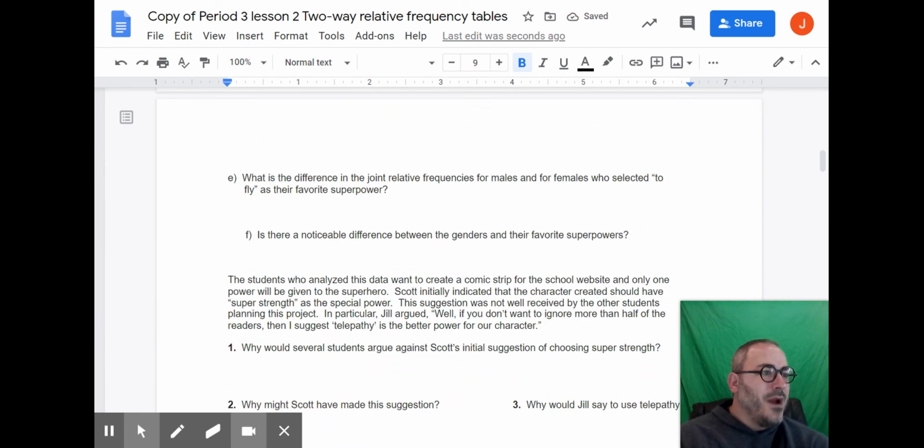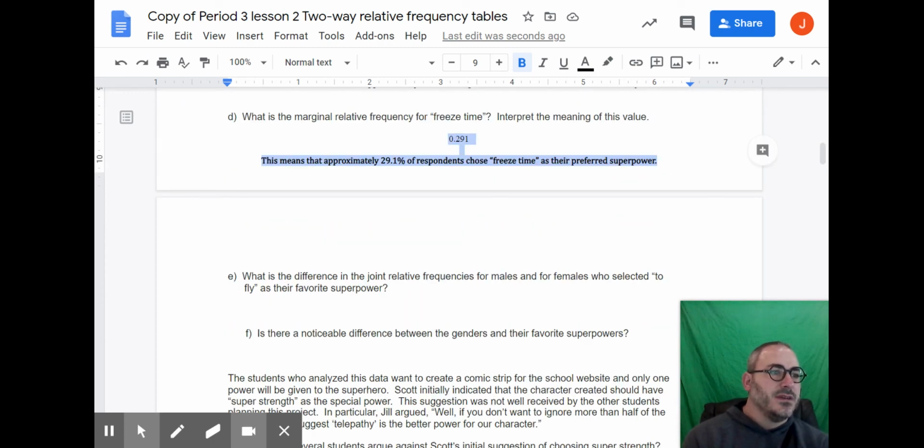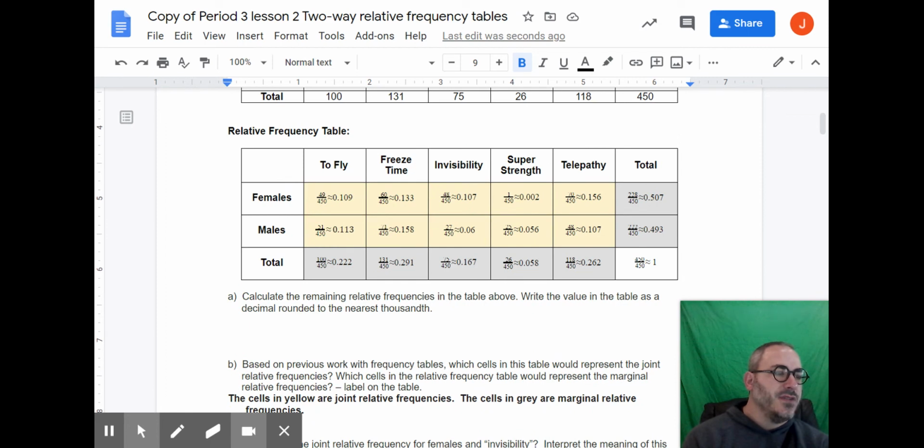All right. What is the difference in the joint relative frequencies for males and females who selected to fly as their favorite superpower? Okay, so the joint relative frequencies for males and females. I need 2 different numbers because we're doing the joint relative frequency for males, joint relative frequency for females, and to fly as their favorite superpower. So let's go back up. To fly, I have 2 numbers. I've got 0.109. I got that number. And then I have 0.113. All right, those are my 2 numbers.